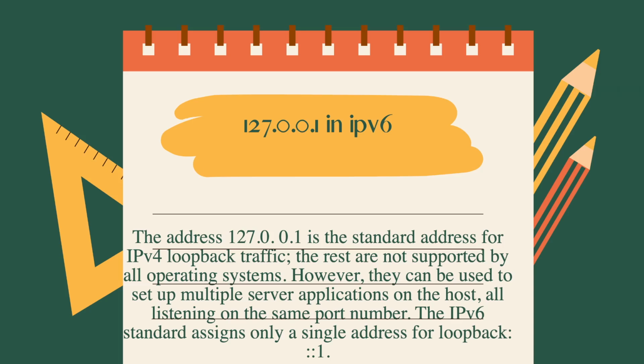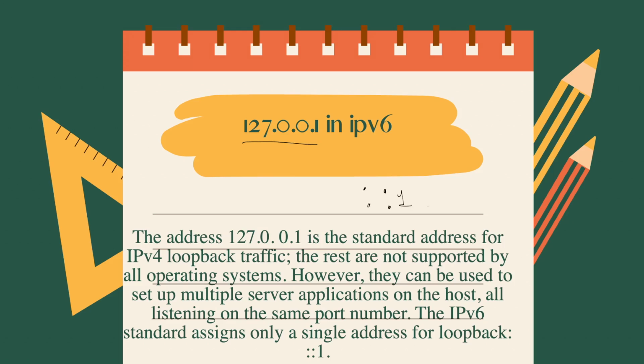Then there was a question which was asking about 127.0.0.1 in IPv6. What is it? As we are aware, 127.0.0.1 is basically used for IPv4 loopback traffic. When we are doing it for IPv6, only a single address for loopback is assigned, and it is going to be in this way.